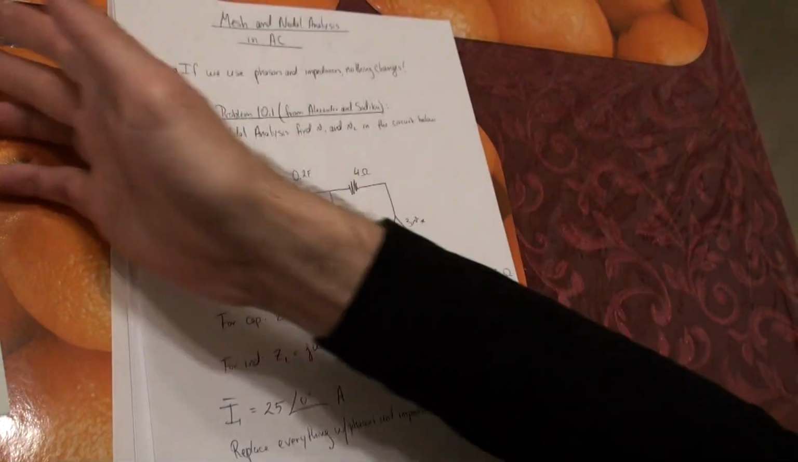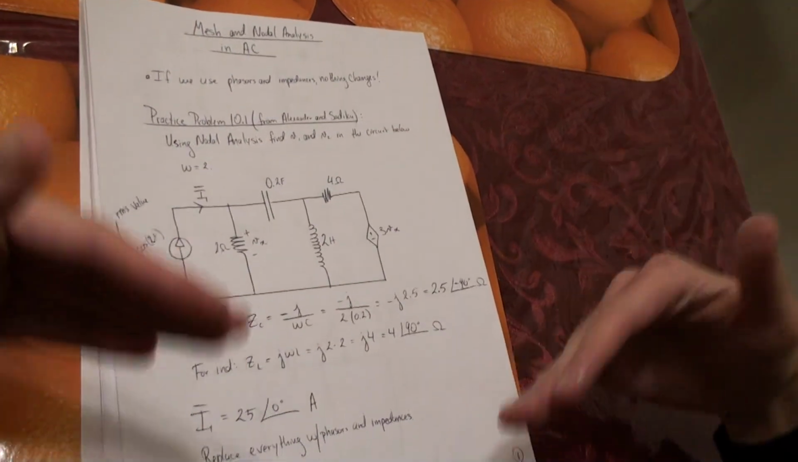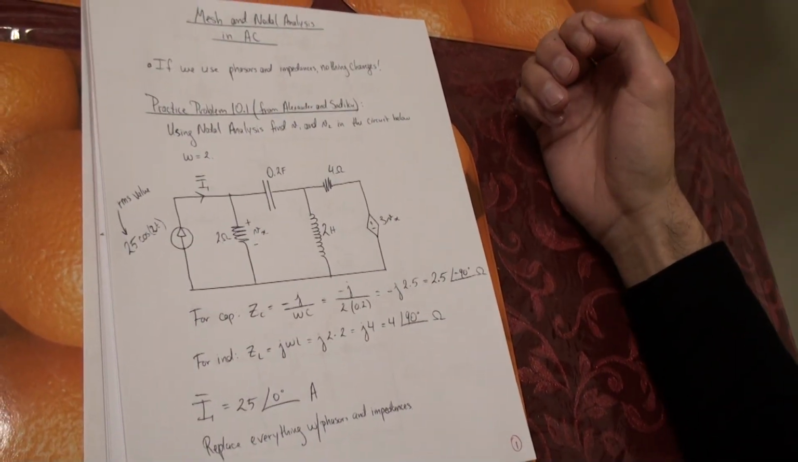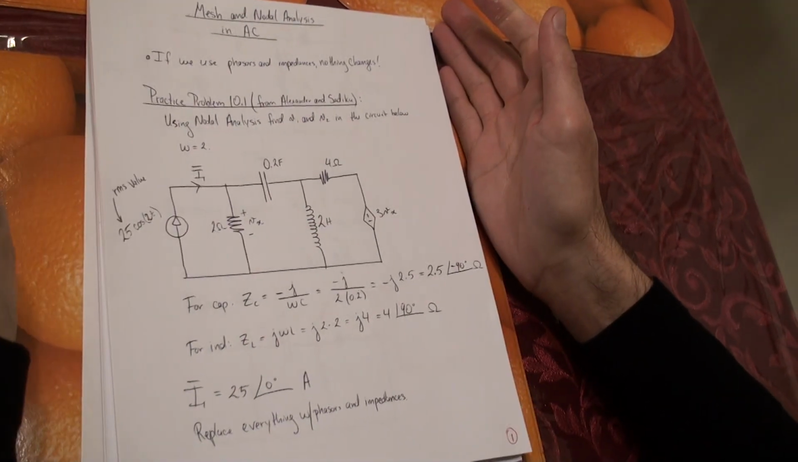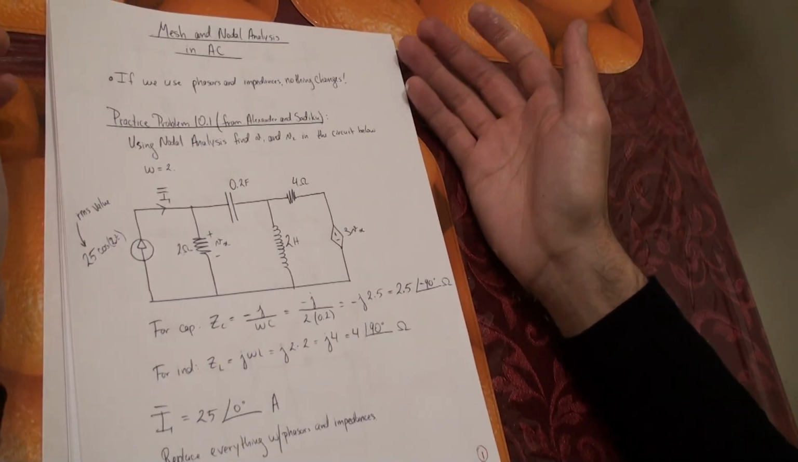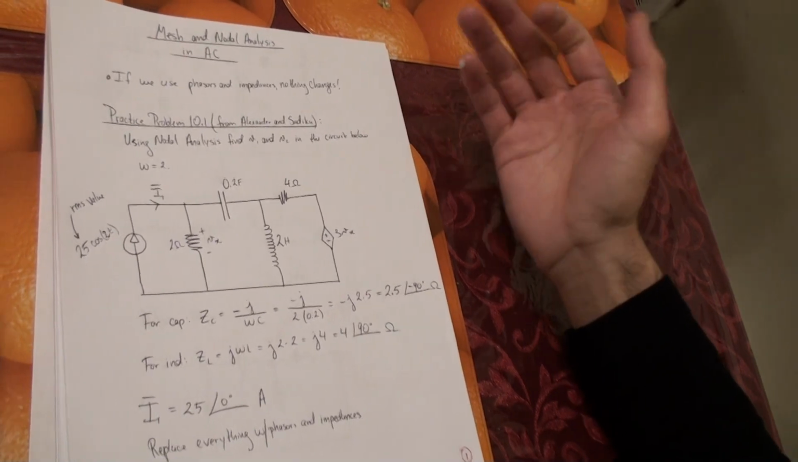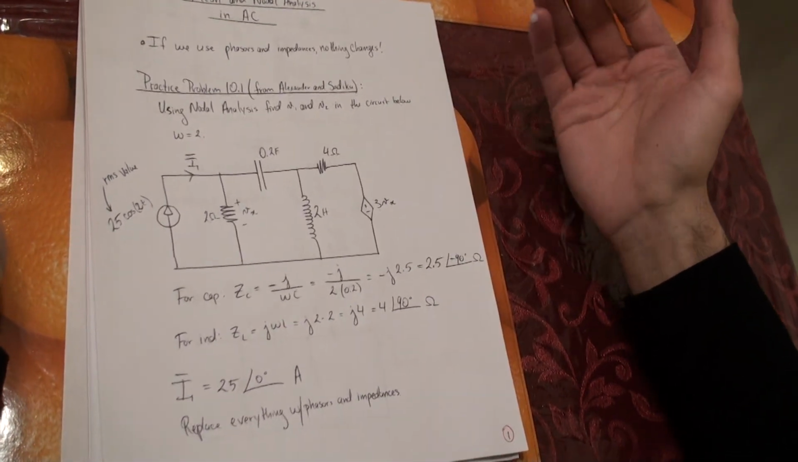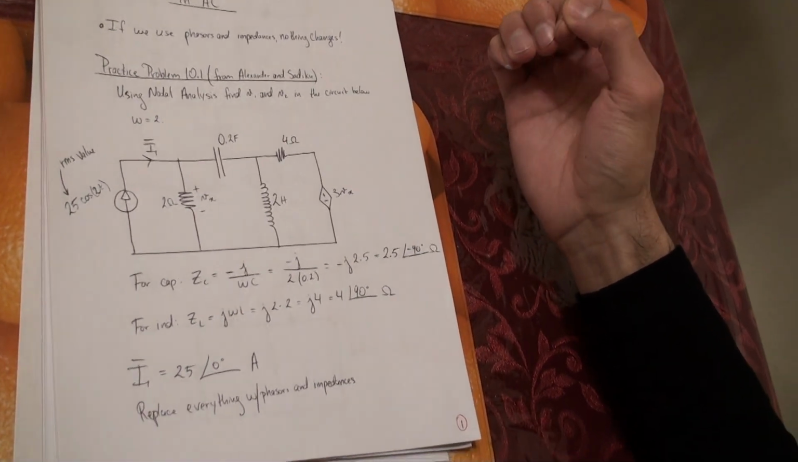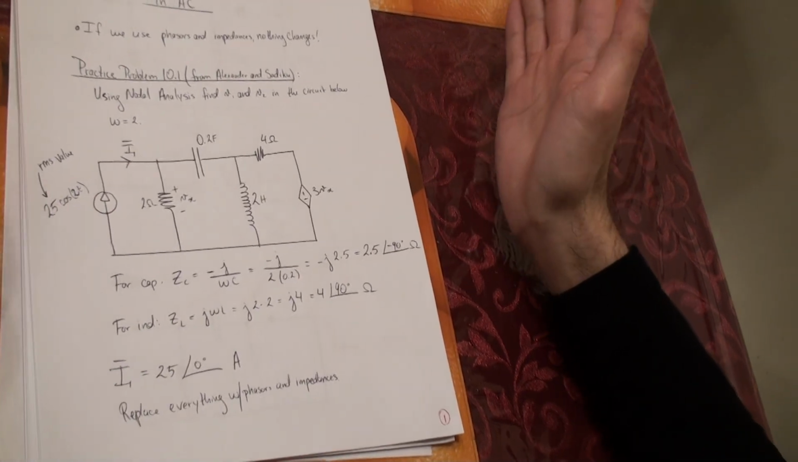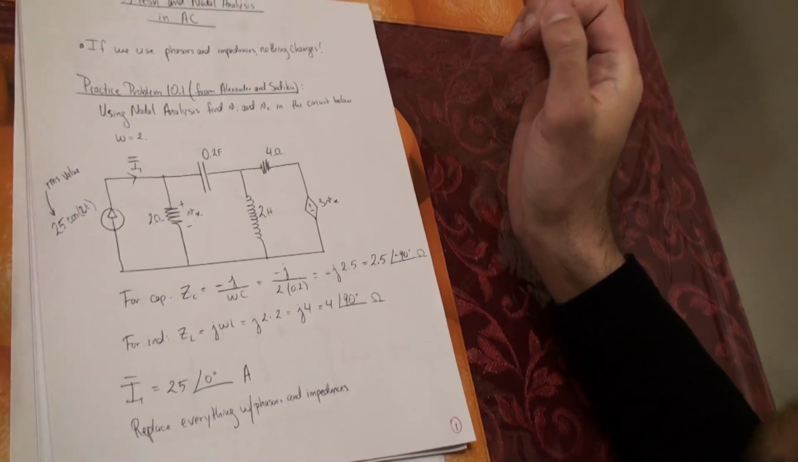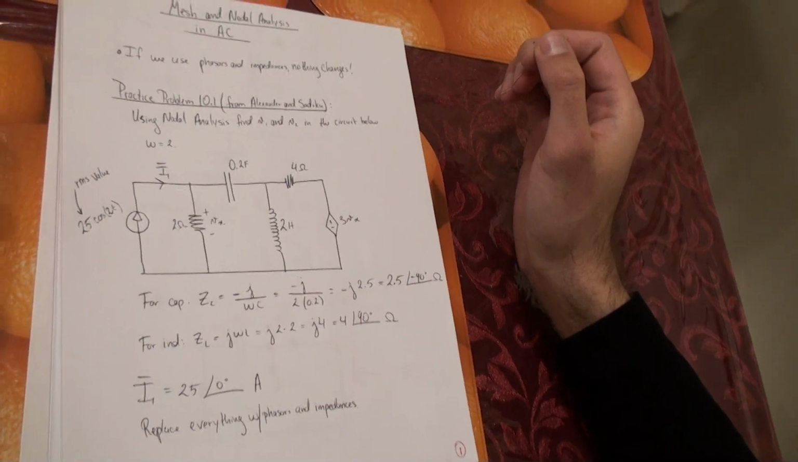Now, for the details, you can read the steps in detail in the packet. So now, mesh and nodal analysis in AC. If we turn everything into phasors and impedances, nothing changes. We literally take the exact same steps, but everything has to be in phasors and impedances.